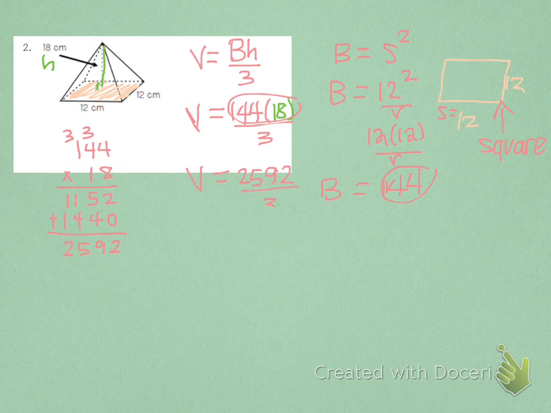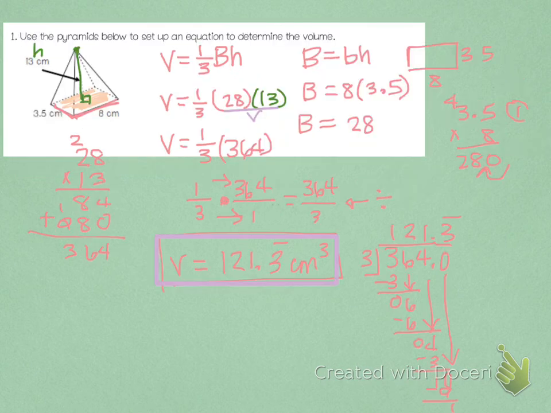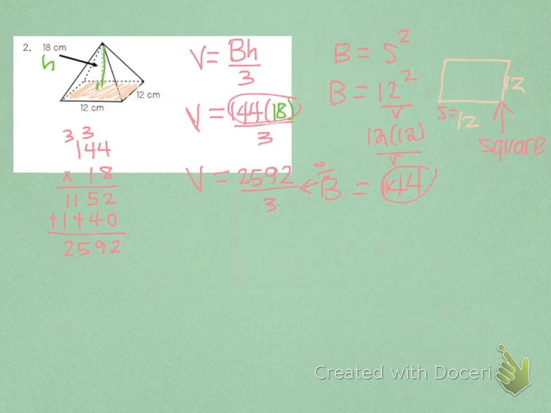2,592 divided by 3. Okay, so this is why I say I like this problem, because if you notice, we're now at our part where we're going to have to divide here. And on this one, we had to do all of this to get to our division, right? Which is fine. You could do that. Or we can get straight to our division. So 3 goes into 2592. 3 goes into 25, 8.